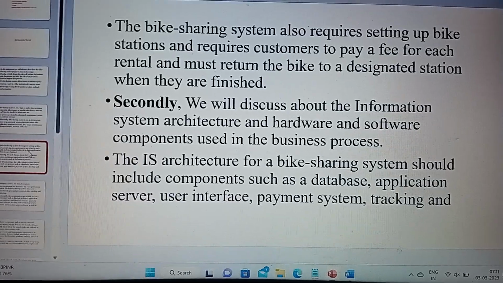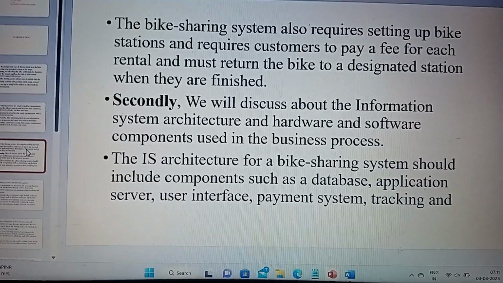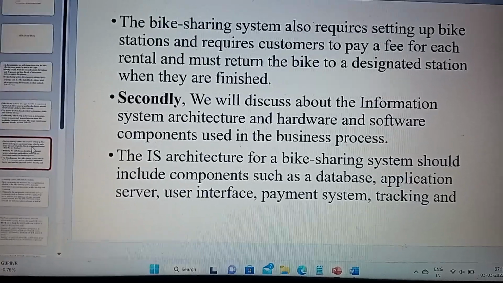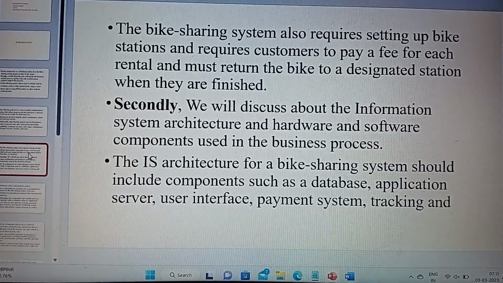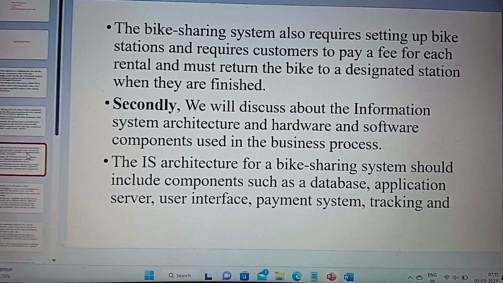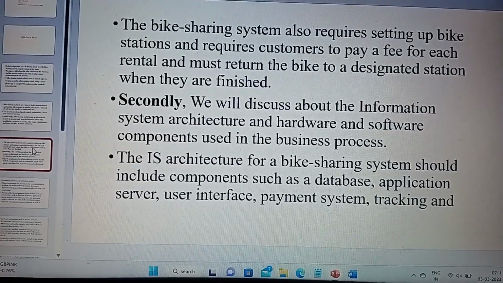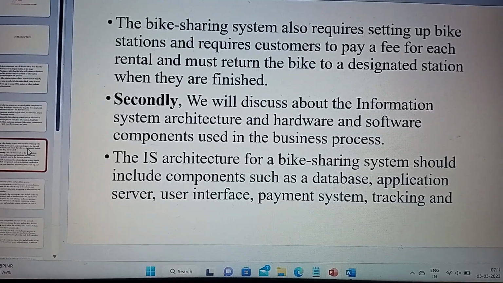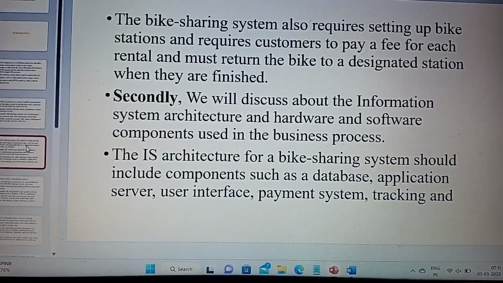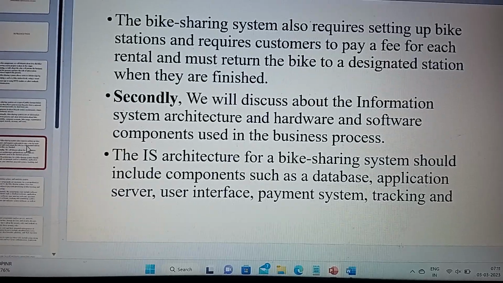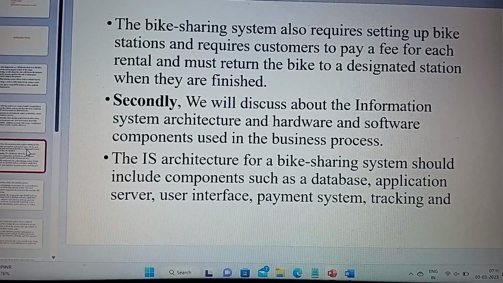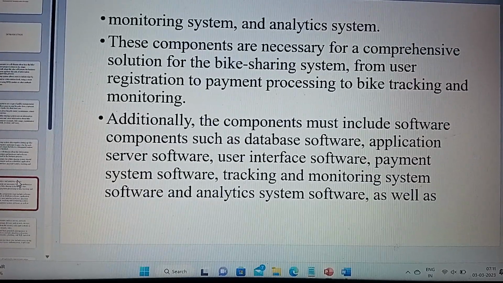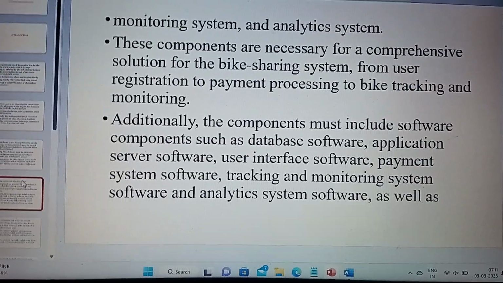Secondly, we will discuss the information system architecture and the hardware and software components used in the business process. Mainly, the information system architecture for a bike sharing system should include components such as database, application server, user interface, payment system, tracking and monitoring system and analytics system.